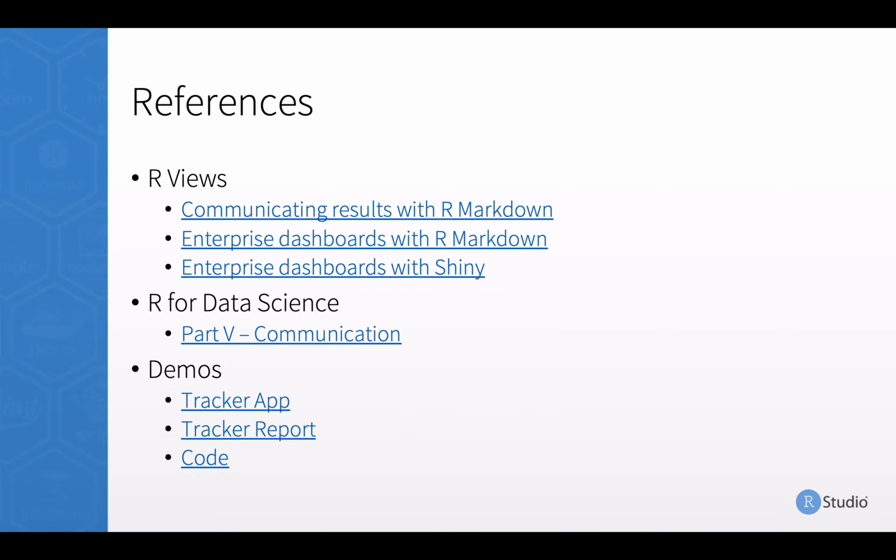So if you want to learn more about publishing results with R Markdown and Shiny, there's a lot of great references on that. R Views is a blog that we publish to on a regular basis. It's our community blog. There's R for Data Science. Part 5 has an excellent chapter about communication. And then there's a number of demos here that are associated with this presentation, including the code, which is all stored in GitHub. You can check that out, and I hope you get a chance to look at that.